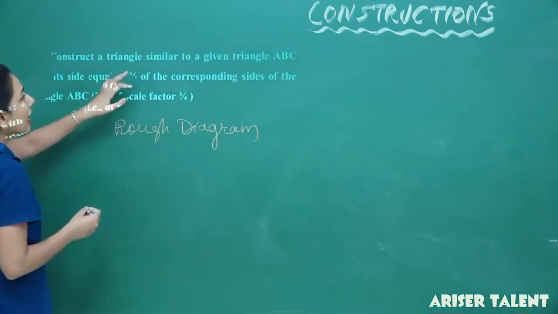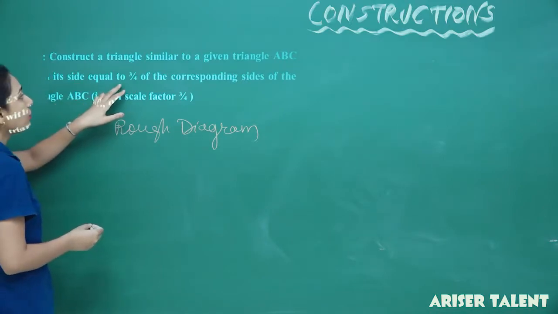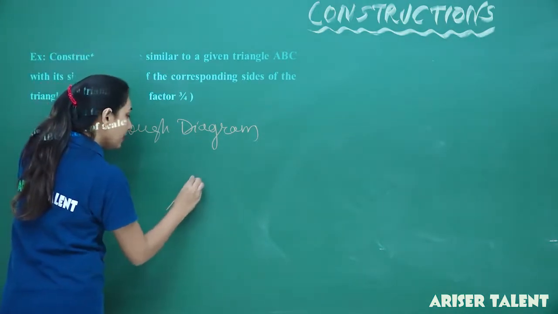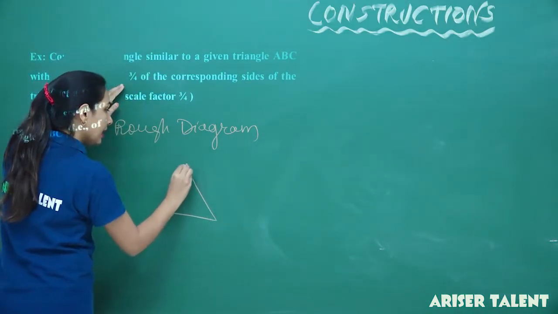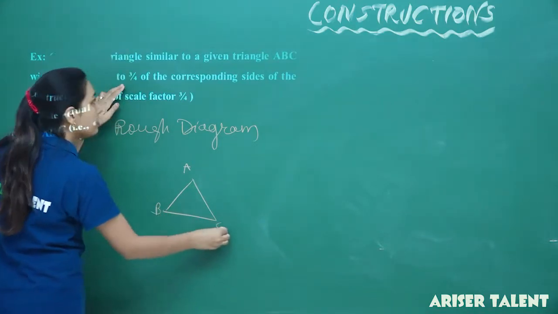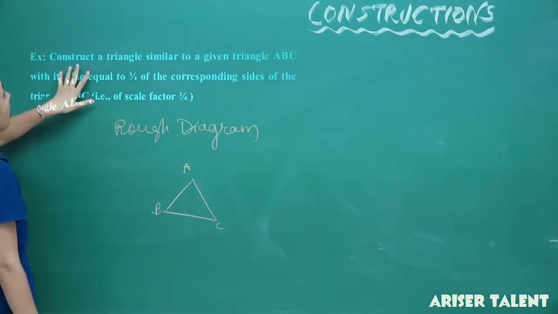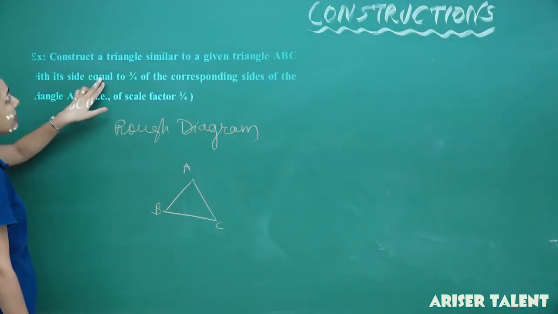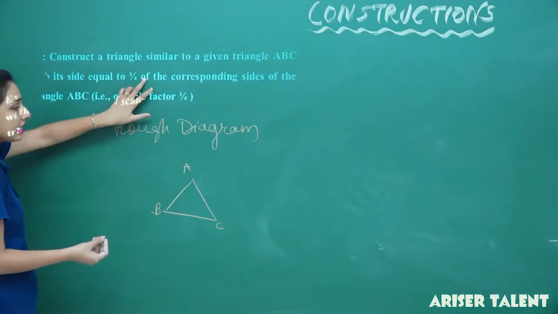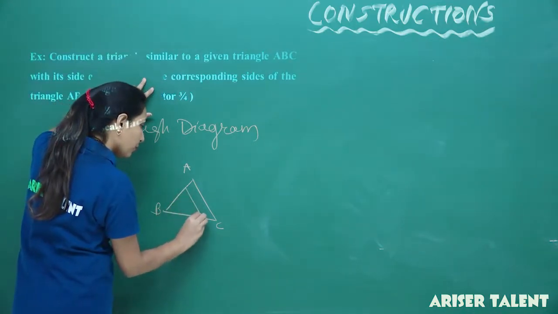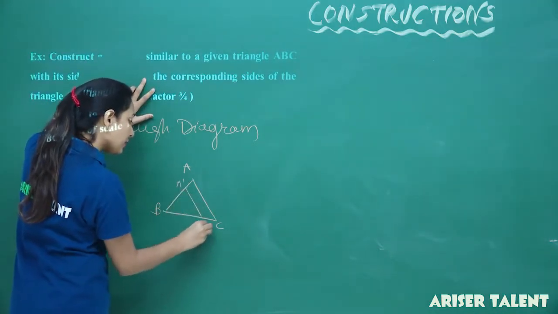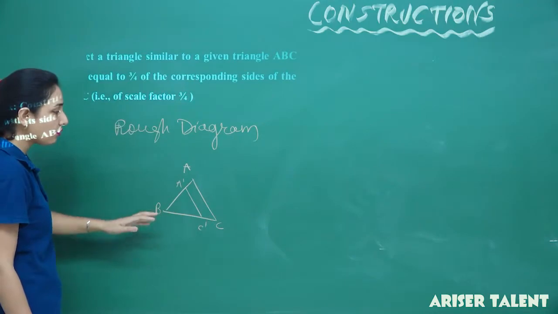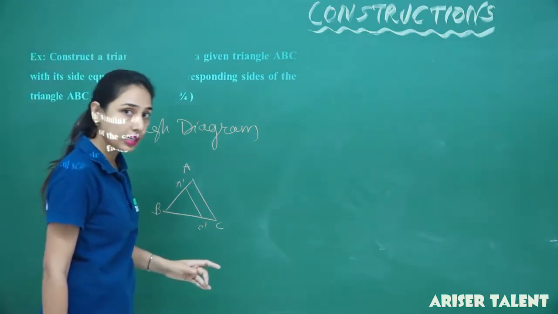So it's triangle ABC with sides equal to 3 by 4. I have triangle A, B and C. Given triangle ABC with its sides equal to 3 by 4 of the corresponding sides, I have this triangle A dash B C dash, which is 3 by 4 of the sides of triangle ABC.